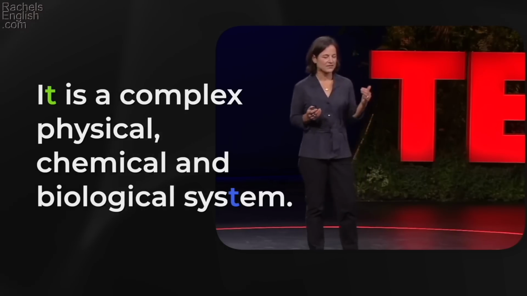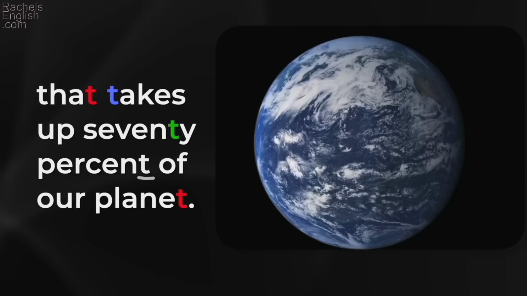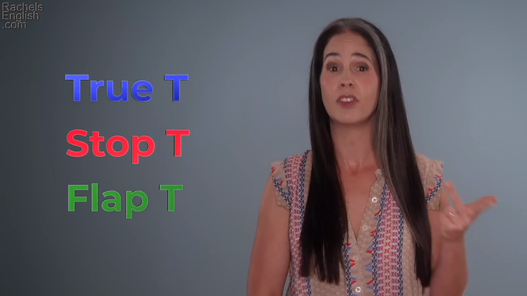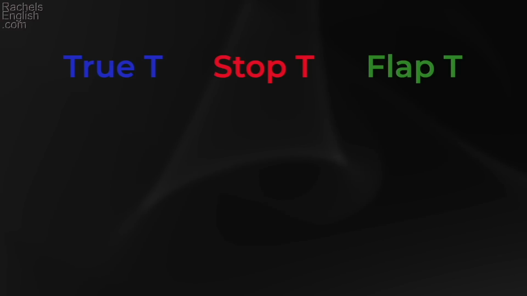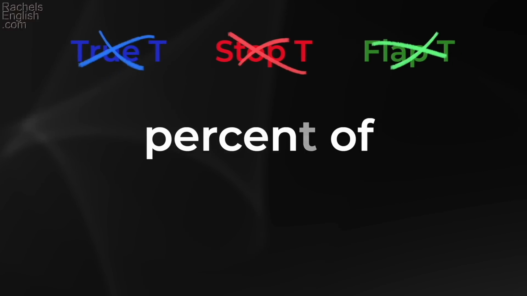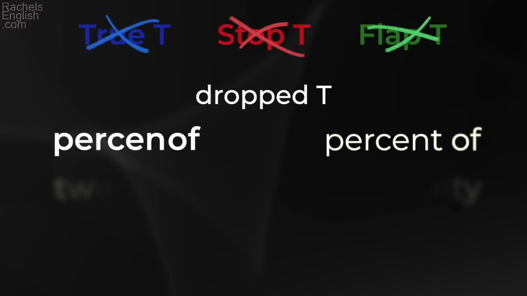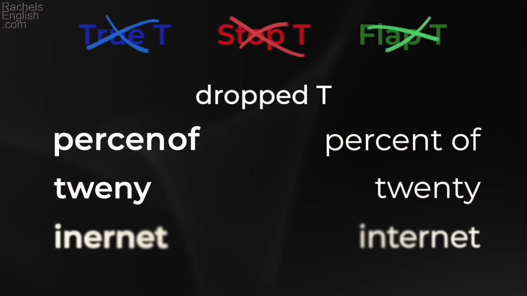Let's keep going. It is a complex physical, chemical, and biological system that takes up 70% of our planet. We've heard true T's, stop T's, flap T's. Here's a fourth pronunciation. Percent of becomes percent of. Not a stop T, not a true T, not a flap T, but no T at all. Dropped. Percent of. Twenty. Internet.